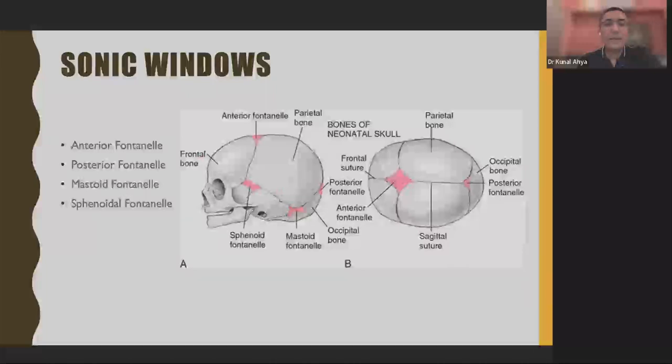There is another window as well. Yes, Dr. Ashadur has written right or anterior. That's correct. We can also keep the probe behind the ear, that is the mastoid fontanel or the sphenoid fontanel. These are the two other fontanels through which we can get a view of the brain. We'll be talking about them later on.